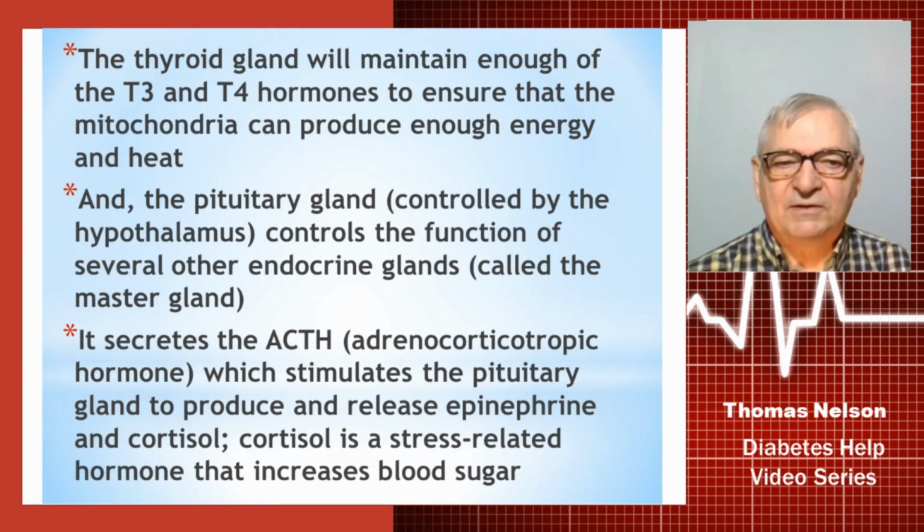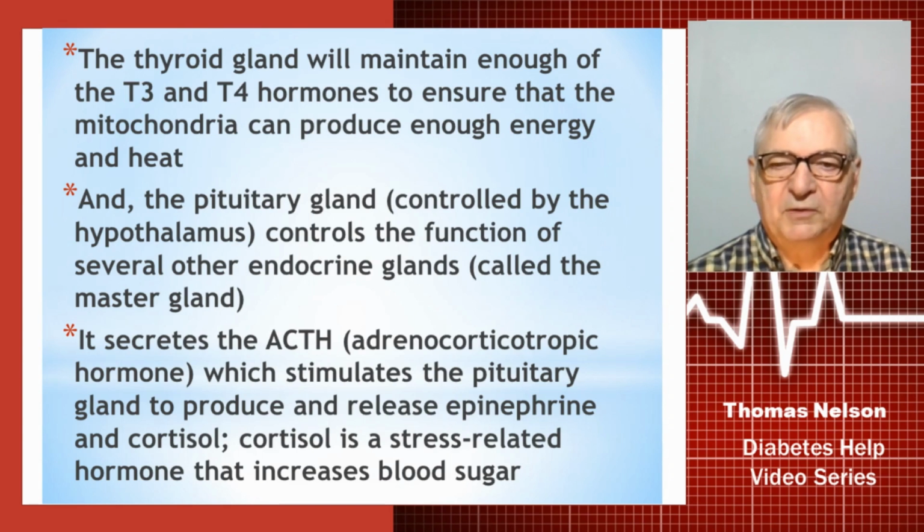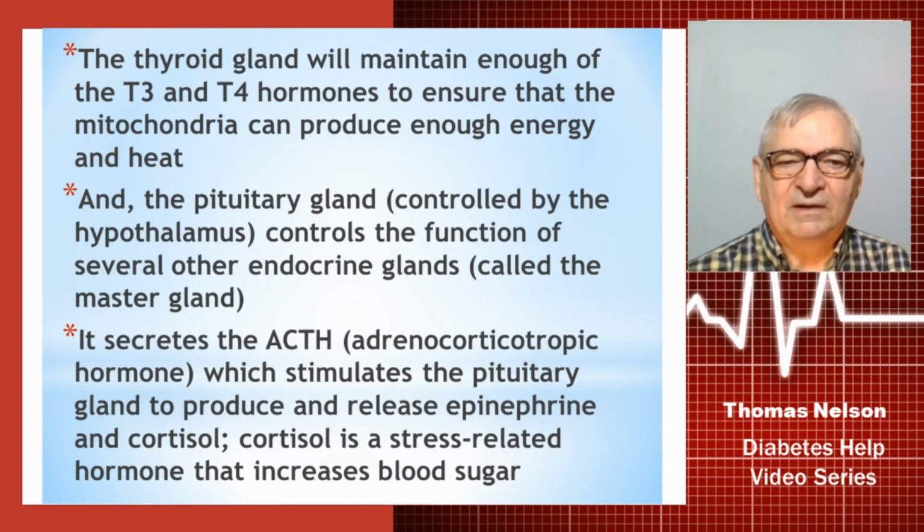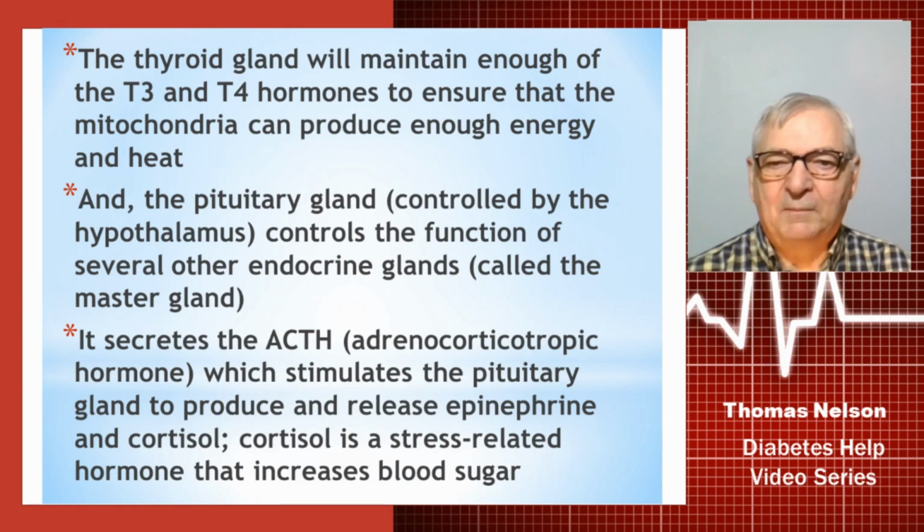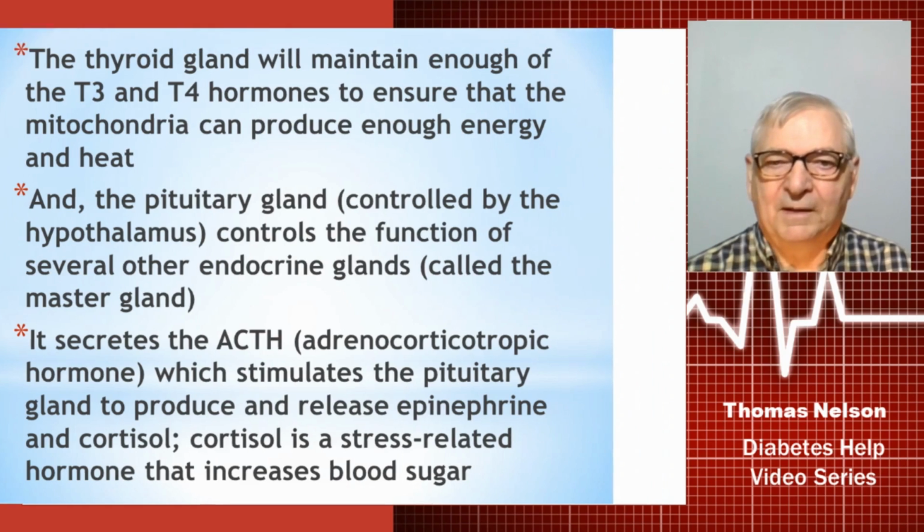Now, the pituitary gland, which is controlled by the hypothalamus, your control room, you remember also that your hypothalamus is a very small organ right in the center of your brain that controls over 25,000 different functions throughout your body simultaneously. That hypothalamus is going to control the pituitary gland and the function of several other endocrine glands called the master gland. So it secretes what's called the ACTH, which stimulates the pituitary gland to produce and release epinephrine and cortisol. Cortisol is a stress-related hormone. Both of those will increase the amount of blood sugar that's in your bloodstream.